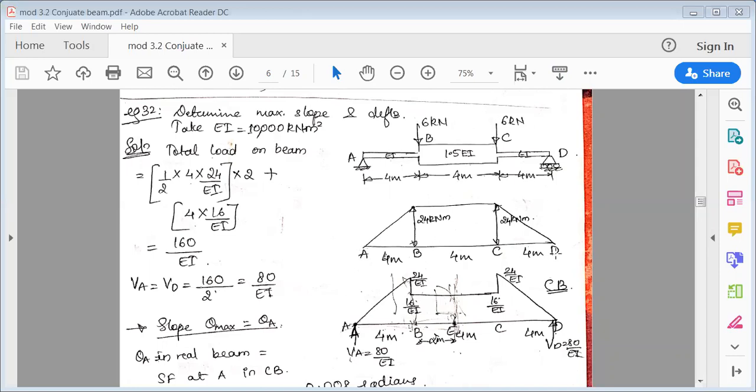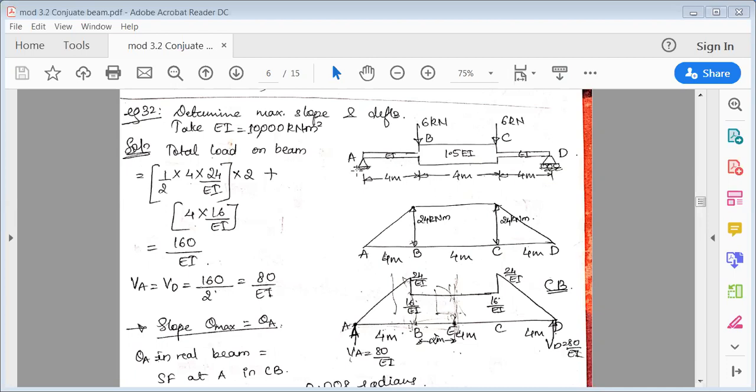After this, draw the simple bending moment diagram. At A it is 0, at D it is 0 bending moment, and you can see here at B and C it is maximum.